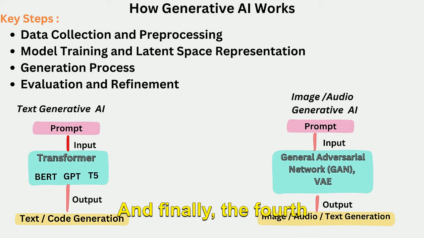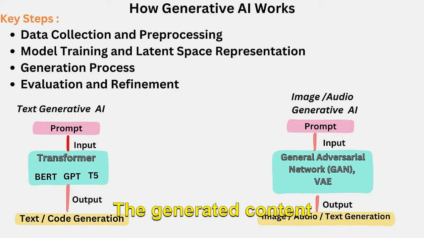And finally, the fourth step is the evaluation and refinement. The generated content is evaluated based on various metrics such as visual quality, coherence, or relevance to the desired output. Feedback from the evaluation process can be used to refine the model or guide the generation process. Iterative training and fine-tuning are often employed to improve the quality and diversity of the content.